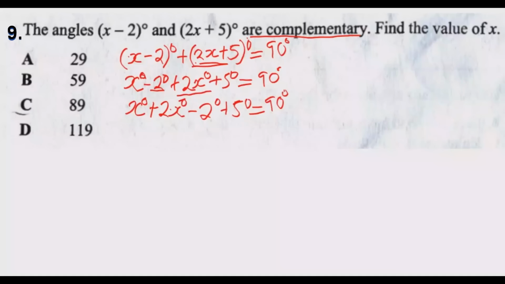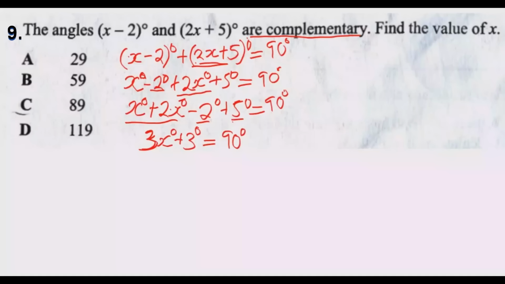Okay, now once we have done that, the next thing we do is we evaluate x degrees plus 2x degrees, which will give us 3x degrees, then negative 2 degrees plus 5 degrees. So this is integers. So which one is big between 2 and 5? We know that 5 is bigger. What is the sign of 5? It is positive. That means we know that this answer will be positive. Then what is the difference of 5 and 2? That is 3. So we say 3 degrees, which is equal to 90 degrees.